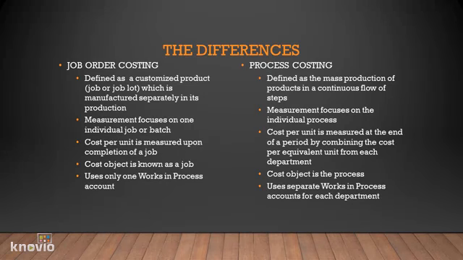There are a lot of differences between job order costing and process costing. I'm going to be comparing a lot of different subjects between the two, so I'm going to be going from one line to the other, left to right. So the first one is the operation definition. In job order costing, the customized product is manufactured separately in its production, as opposed to process costing, where mass production of products is in a continuous flow of steps.